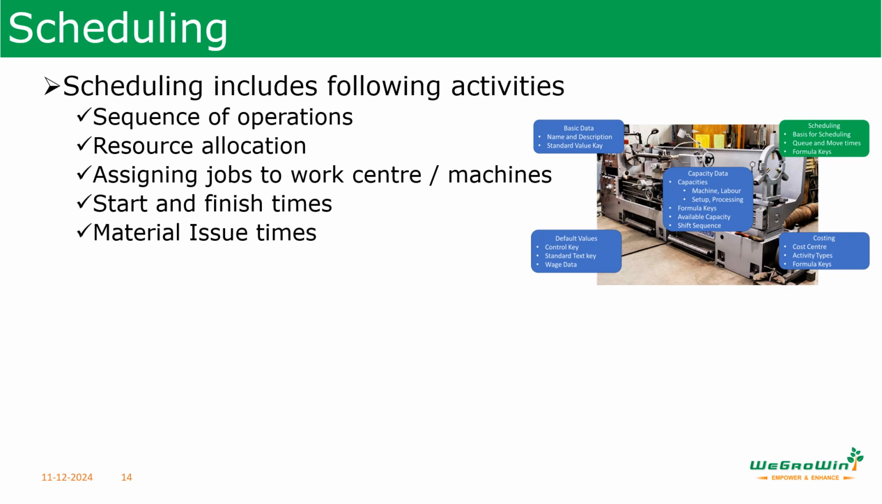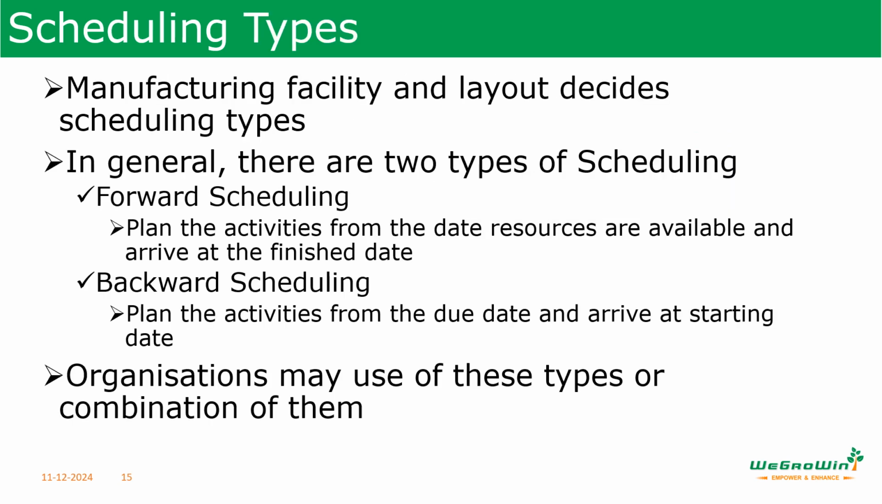And then scheduling. Scheduling includes various activities like arranging the operations in sequence, allocating the proper resources, assigning the job to work centers or machines, and then it should have a proper start date and finish date, and the material issue times, because we have to issue the materials. Based on these things, scheduling is arrived at. The manufacturing facility and layout decide what kind of scheduling type we can go for.